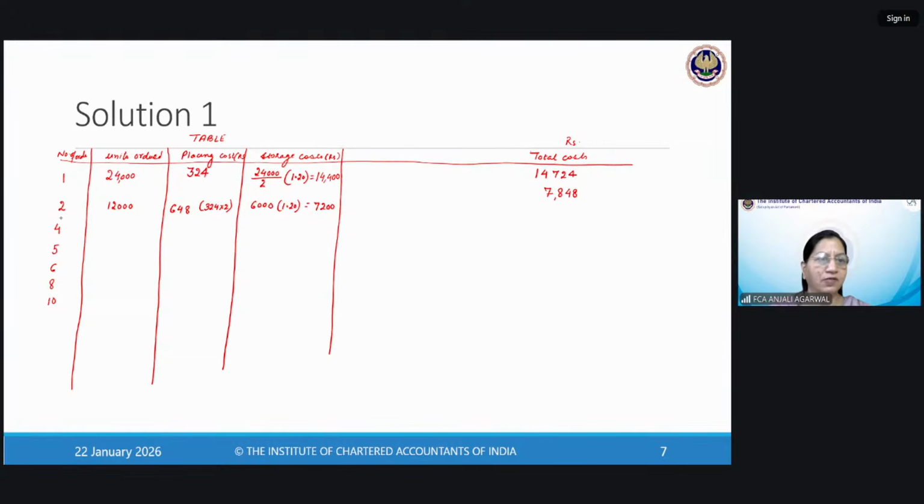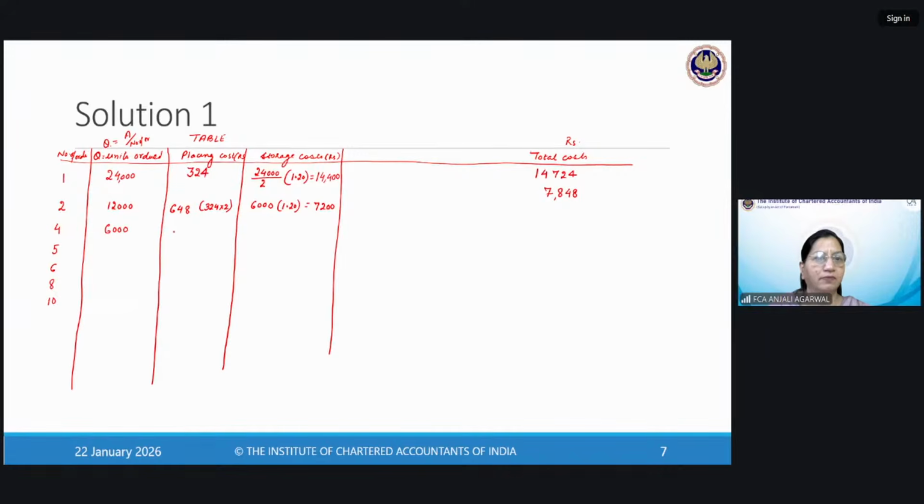If I place 4 orders, why did I not take 3? I could have taken 3 also, but I am seeing that it is reducing. So if you want, you can take 3 orders also, but let's say 4 orders in a year. So 24,000 divided by 4. How do you calculate the units ordered? Annual divided by number of orders. This will give you the quantity ordered. So 24,000 divided by 4, you're going to place 6,000 units order.